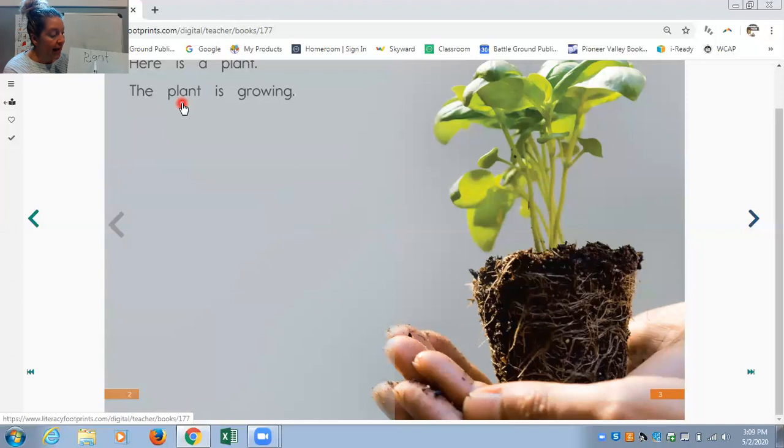Now I'm going to move on to this next part of my word. I know that A-N says an, and if I add a T on the end, it's going to say t. So I'm going to put this together: ant. So I have pull, ant, and the word is plant. Did you see how we can break that up into smaller parts and then put that together? Let's try that with another word that we're going to be seeing on this page.